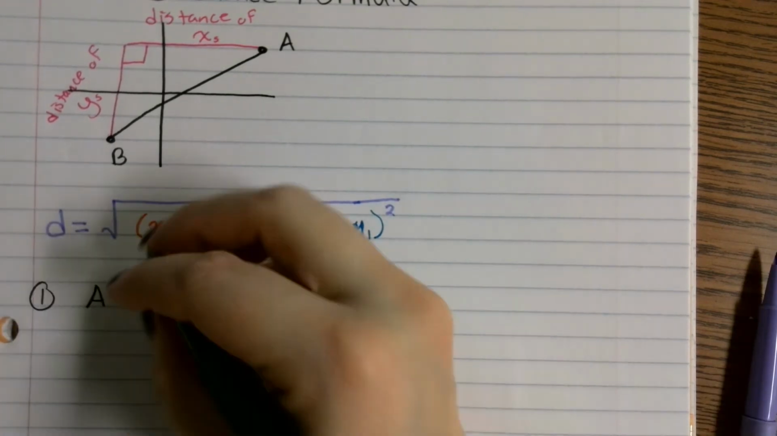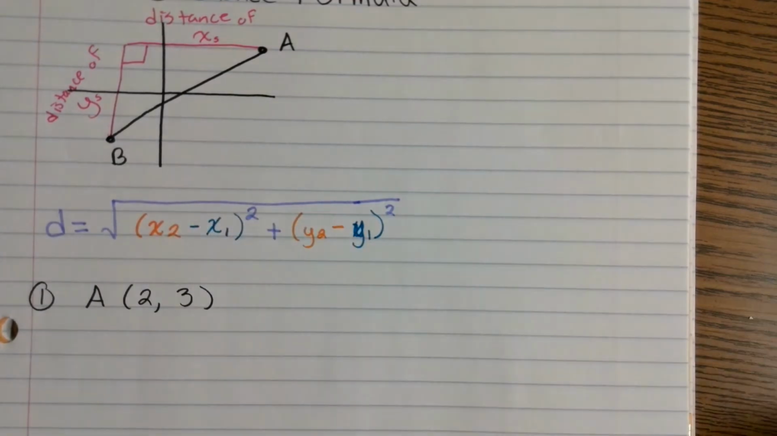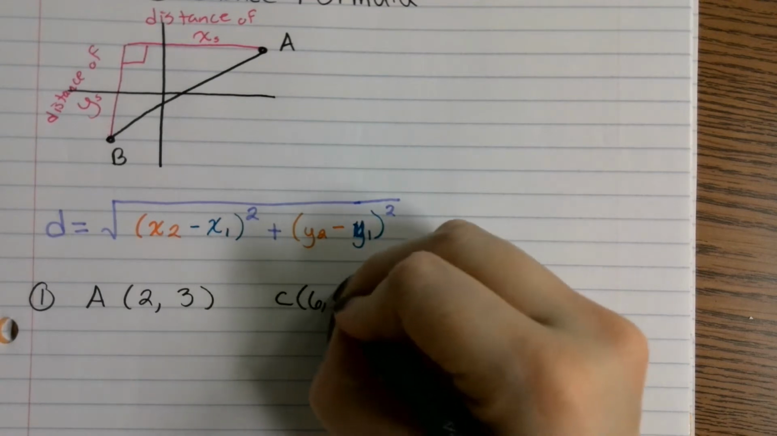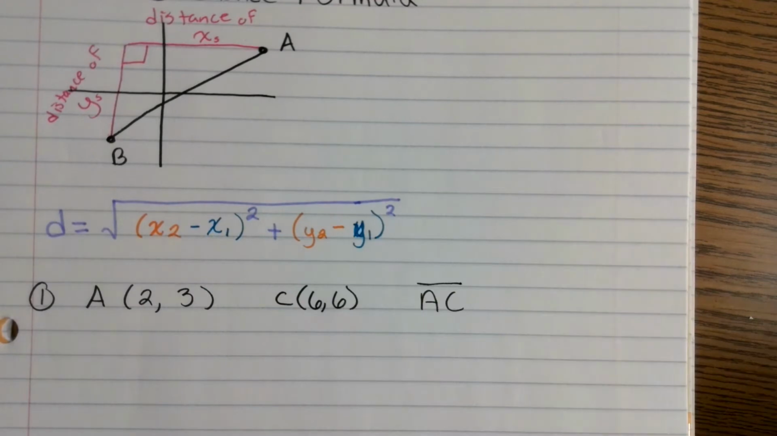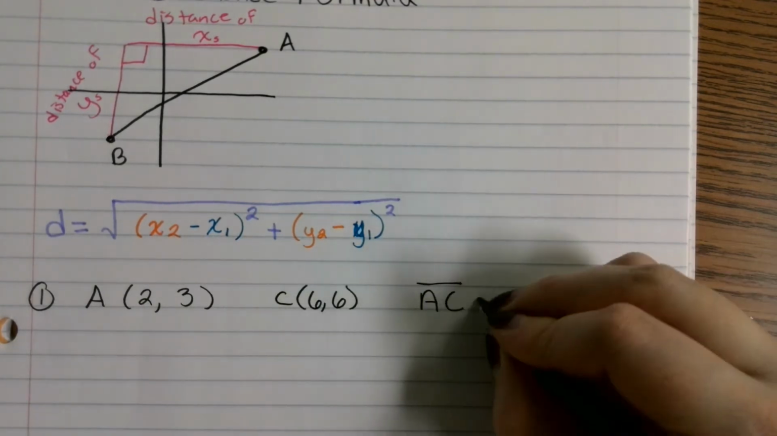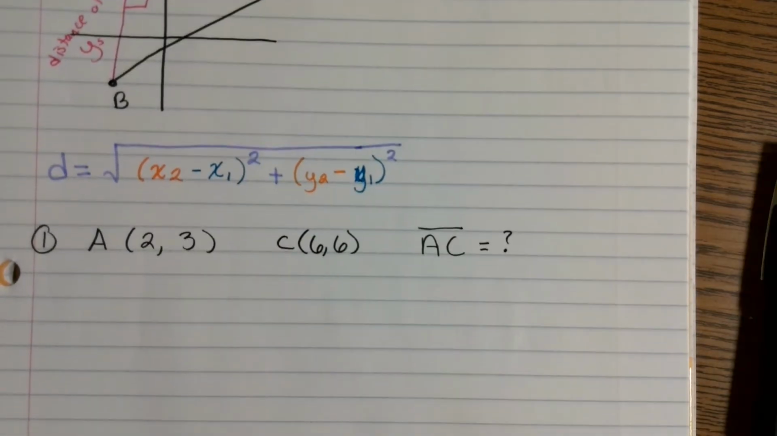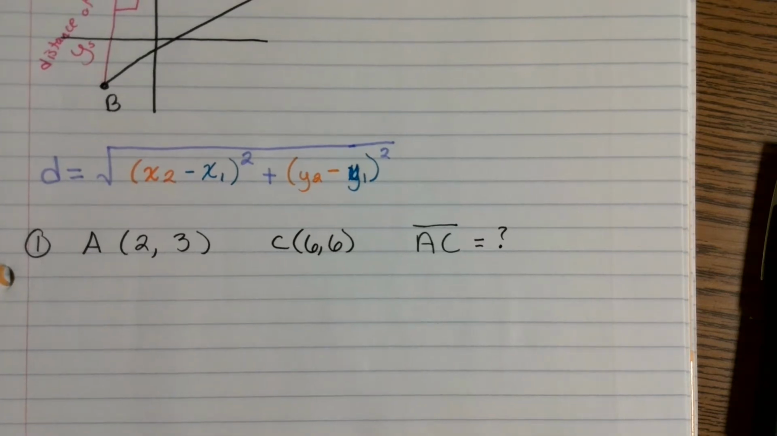Of course we have examples. So let's say that we have the following point. We have point A is at 2, 3, and point C is at 6, 6. And I want to know what's the distance between A and C. So what is the measurement for line segment AC going to be? So again, you're not going to be able to plot it, but you can use your formula to be able to solve for it.